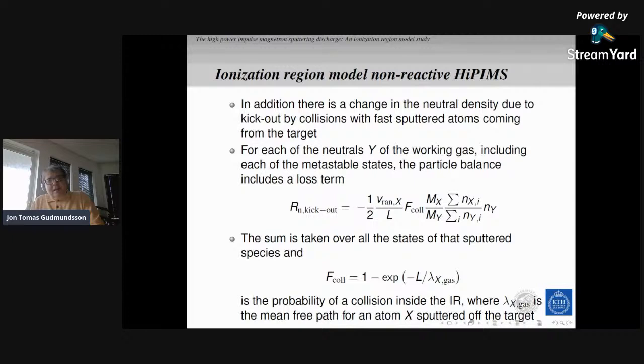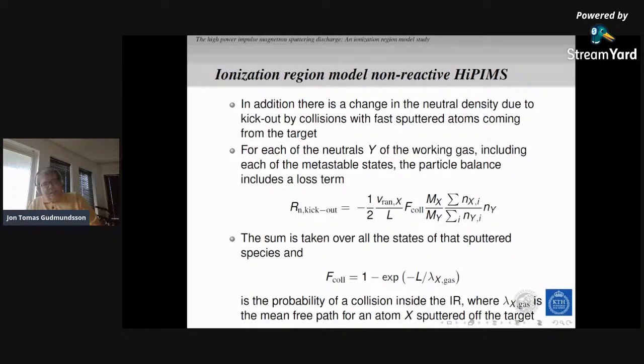There is also a change in the neutral density in the ionization region due to kick-out collisions by the fast sputtered atoms coming from the target. So the sputtered species, aluminum or titanium, when they come from the target, usually have energy of the order of the binding energy of the atom in the solid. So this is a few eV.